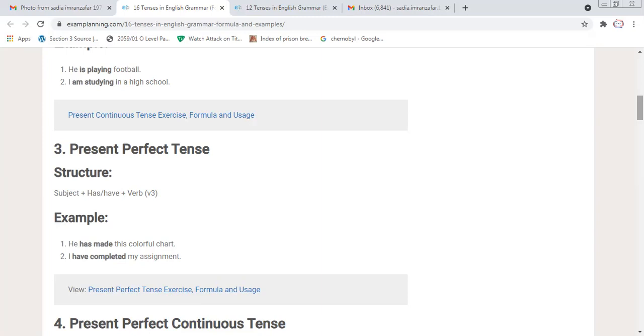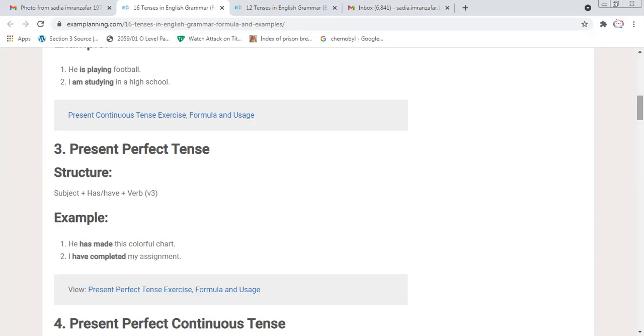So here has and have are used as helping verbs. They are not used as main verbs. So they are helping verbs. They are helping the main verb. An example of present perfect tense is: he has made this colorful chart. So has shows that this is a thing which is done in the present, but it is done in a perfect manner. He has made this colorful chart.